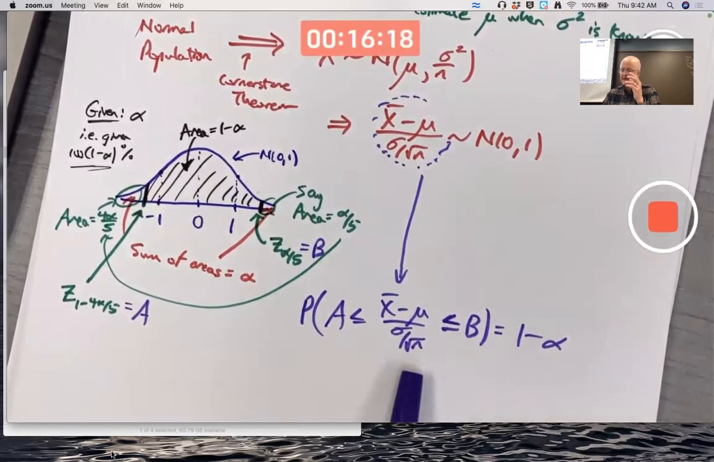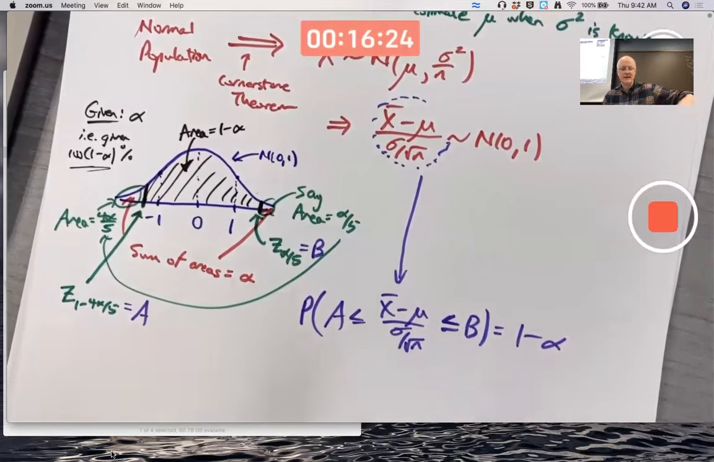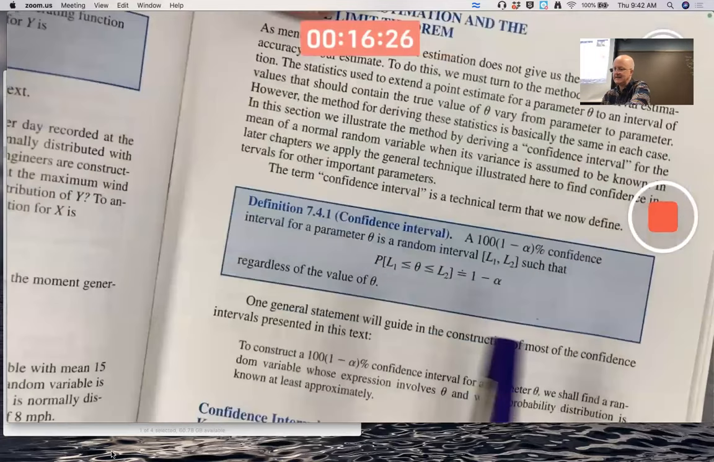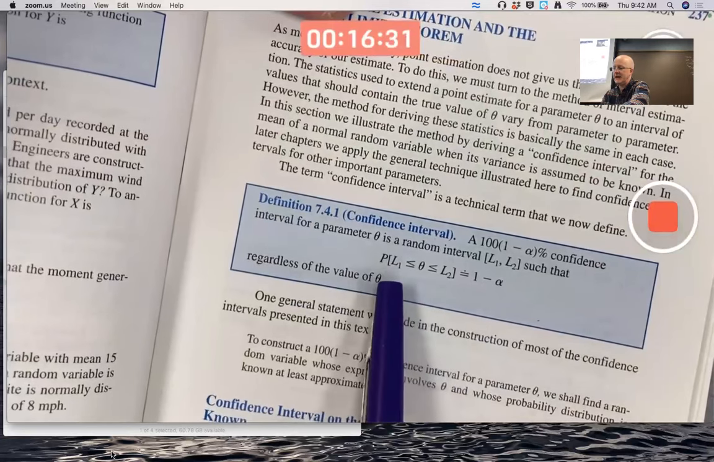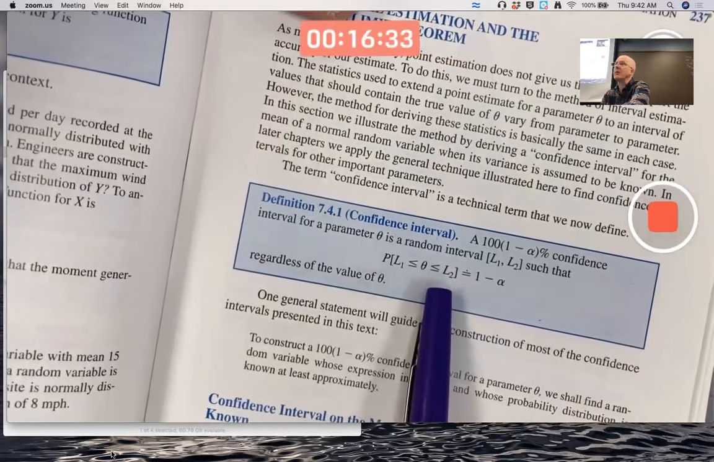The goal here now is to do some algebra to isolate mu in the middle, just like theta is isolated in the middle there. And I'll have an L1 and an L2 that will not be the usual formulas.